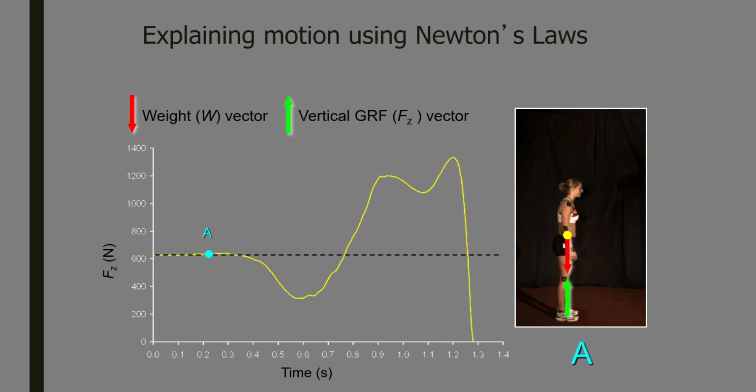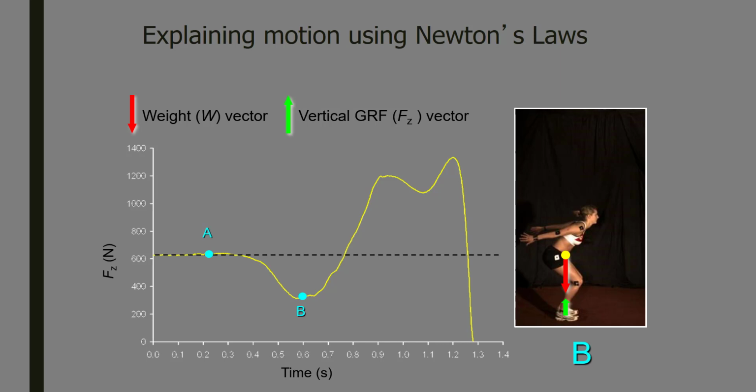So the vector of her weight, mass times g, should equal the ground reaction force at A. At B, the ground reaction force is actually less than her weight, so therefore she has negative acceleration. If you do the math, net force equals mass times acceleration. Acceleration, therefore, would be negative when the ground reaction force is less than her weight.